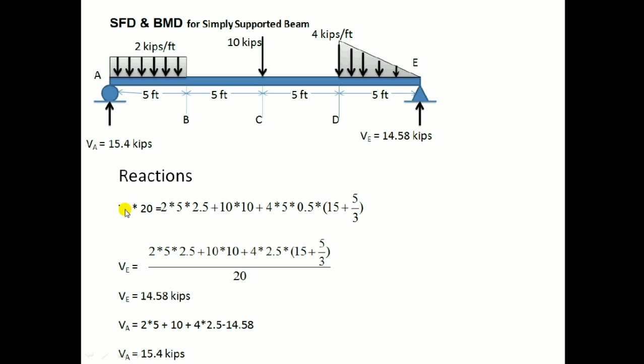So by taking these moments like this, we can find out VE is equal to 14.5, and by applying the Fy equal to 0 equation of equilibrium, we can find out VA. How? VA is acting upward and VE is also acting upward. Taking both, VA is equal to these forces 1, 2, 3. This is UDL 2 into 15, this is 10 point load, and this is UVL 4 into 2.5. This is 4 into 5 into 0.5. This is 4 into 2.5 UVL, and this is minus 14.58 acting upward. Thus we can find out VA is equal to 15.4.